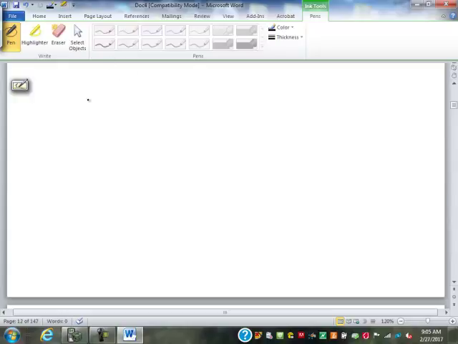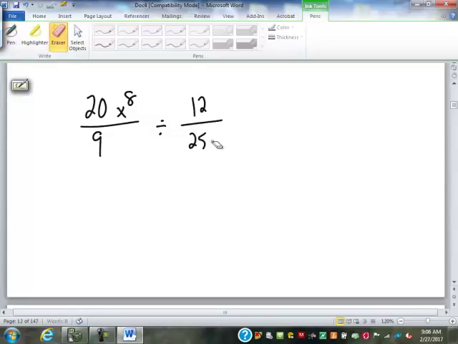We might have 20x to the 8th over 9 divided by 12x to the 5th over 25. You guys tell me what to do.